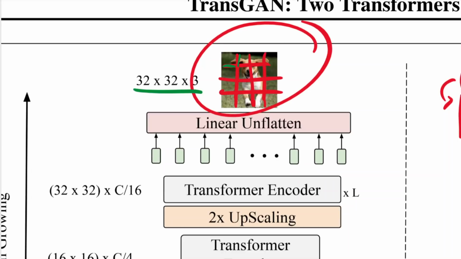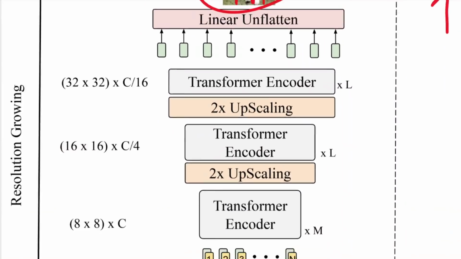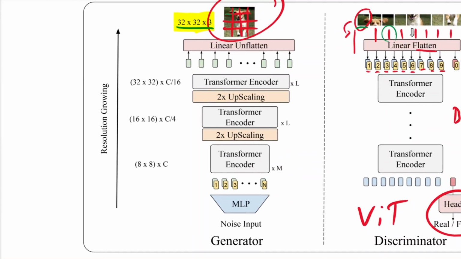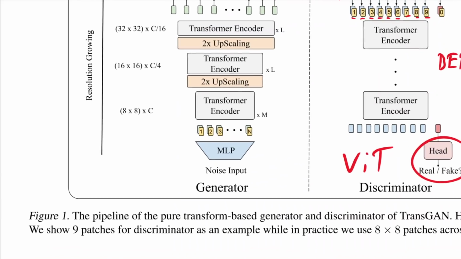So you will actually need to produce an image that is in the size that you require. So in this case, 32 by 32, and of course 3 color channels. So the way they achieve it is by this upsampling architecture.